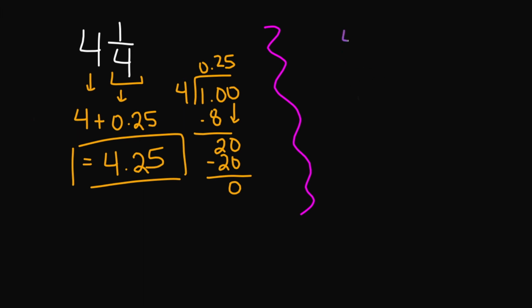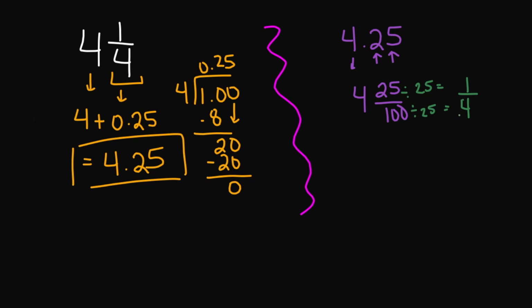So now let's say I started with my 4.25, and I need to turn this into a mixed number. So we have our tenths place here, our hundredths place here. So this is going to be 25 over 100. And I'm going to bring my 4 down. So this is 4 and 25 over 100. However, I need to simplify my answer because the number 25 goes into both the numerator and denominator. So 25 divided by 25, this is 1. And then 100 divided by 25, this is going to be 4. So if you simplify your fraction here, you're going to get 4 and 1/4.